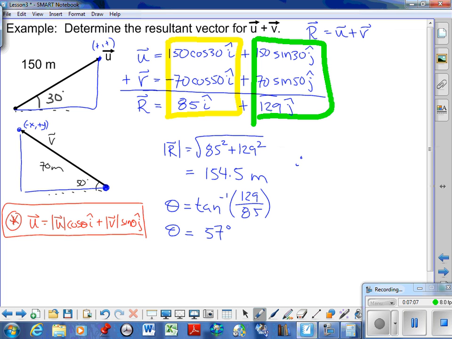So there you go. The resultant is 154.5 meters. For the direction, 85 is positive, so I'm going to head east. The angle was 57 degrees. The y component is positive, so then I would head north. And there is the algebraic vector. I'm sure if you flip back and compare the two, it's a much quicker method for sure.